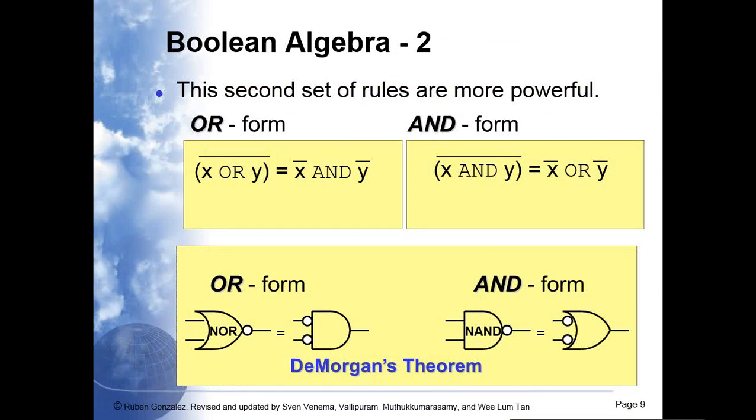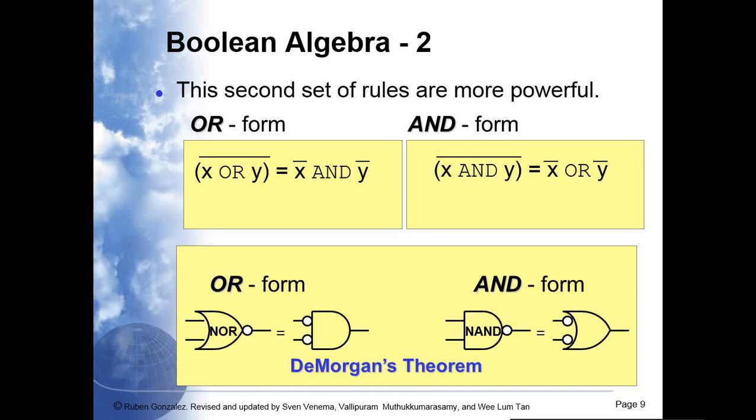Now we go to Boolean Algebra 2, the second set of rules. The first set of rules were pretty basic, I think, but they weren't very powerful. We could describe a truth table fairly easily. This one is a lot more powerful in terms of what it's showing you. On the left, you've got the OR form of something. On the right, you've got an AND form.